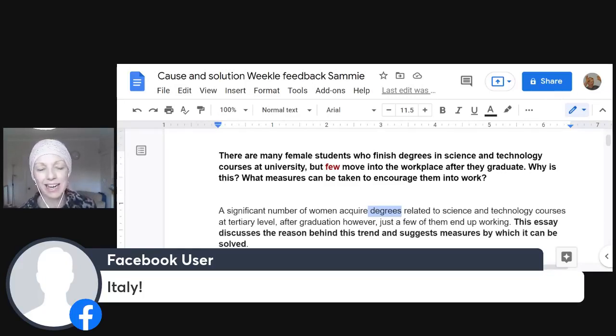What do we say? I love this word. I get my students to use this in their writing. Superfluous. Superfluous means not necessary. It's extra information we don't need. So I would say she just deletes this, at tertiary level, but then maybe she doesn't want to repeat degrees.